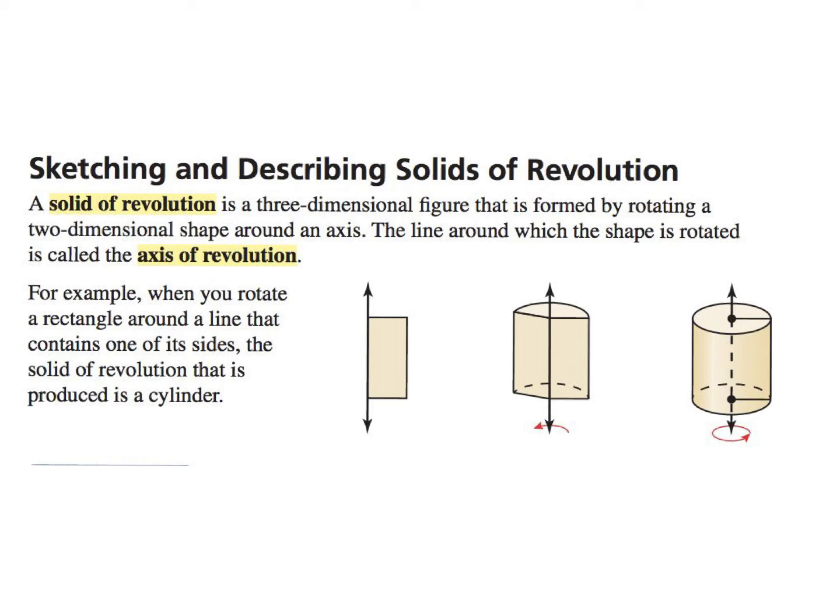Obviously, the easiest thing to think of is a cylinder. If you had this piece of paper and you circled it all the way around and followed the path, once again, the flag, that's the best thing I can think of connecting it to without showing the rest of what's going to come in the lesson. So this one says it's a rectangle around a line that contains one of its sides. It produces a cylinder.